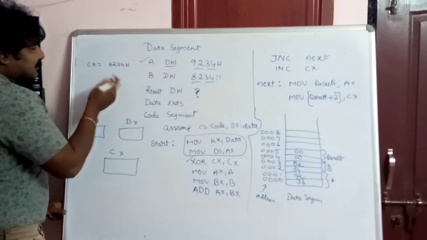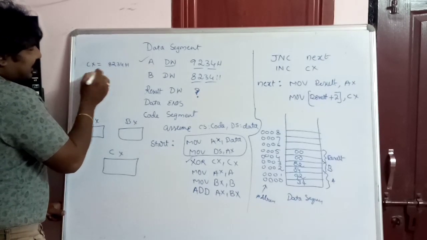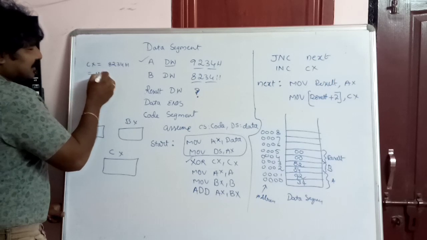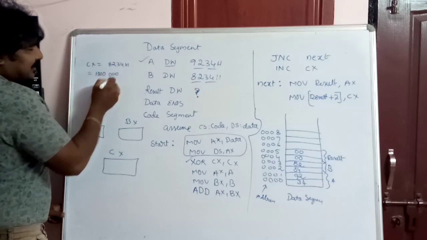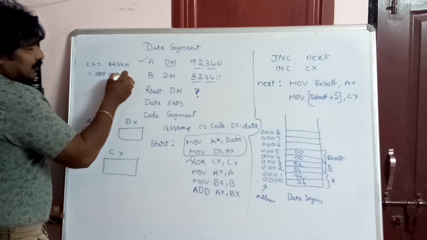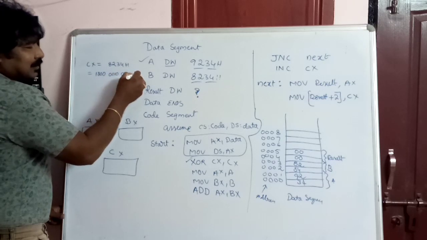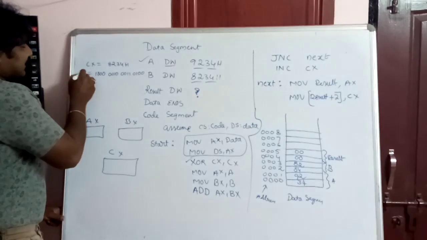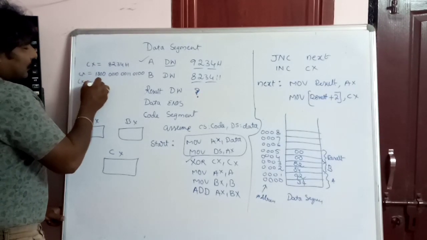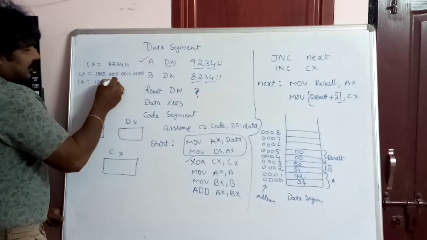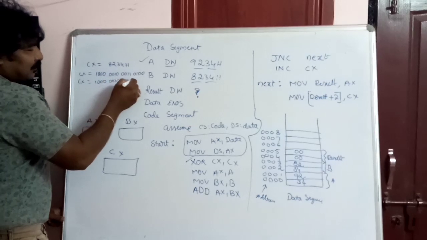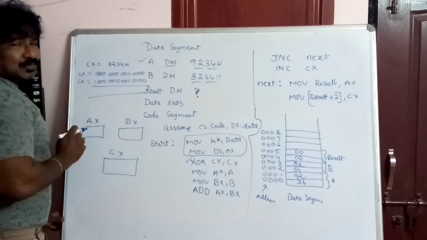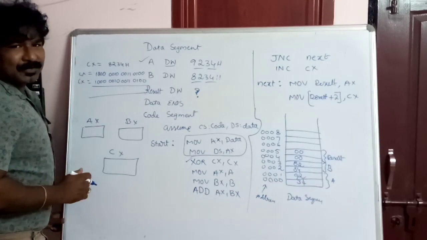What happens? 8234H can be represented as 1000 for 8, 0010 for 2, 3 means 0011, and 4 means 0100. So this is the CX. Again, I'll take the CX value: 1000, 0010, 0011, 0100. I have taken CX values twice, so I will perform the exclusive OR operation.